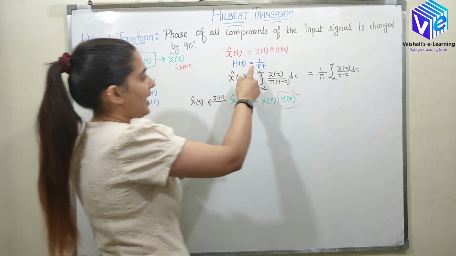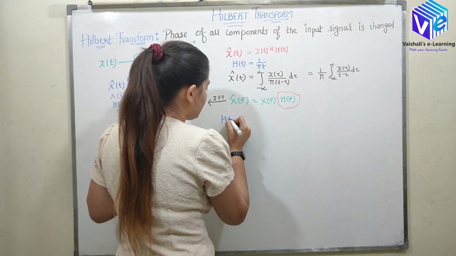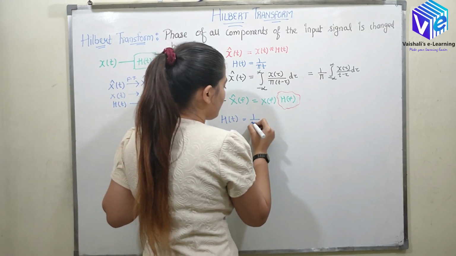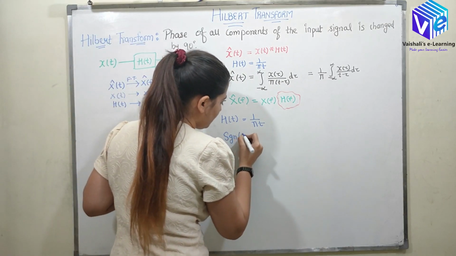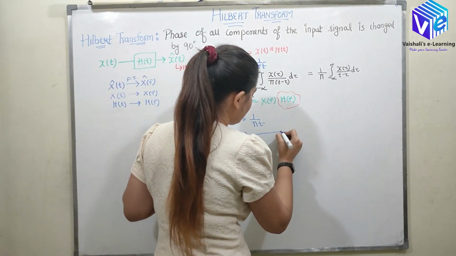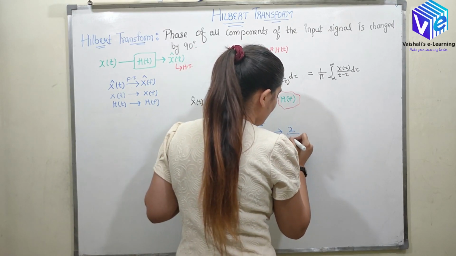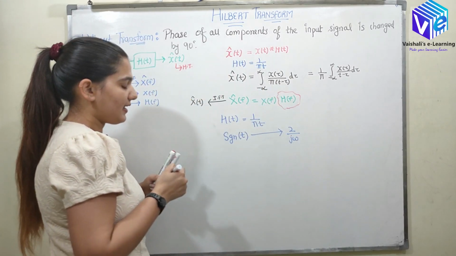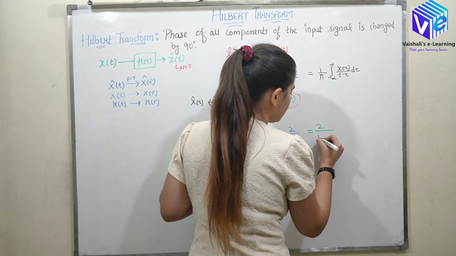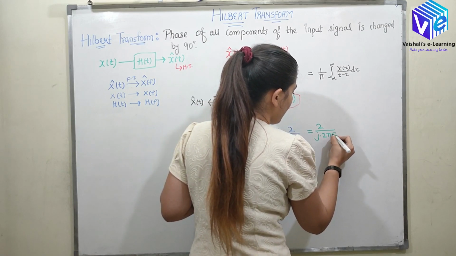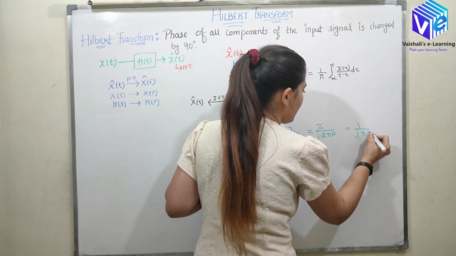Now the task is to find h of f. I have h of t equal to 1 upon pi t. Now I know the formula for the Fourier transform of signum t. It is 2 upon j omega. I can easily write it by converting omega into frequency, omega as 2 pi f, so it is equal to 1 upon j pi f.